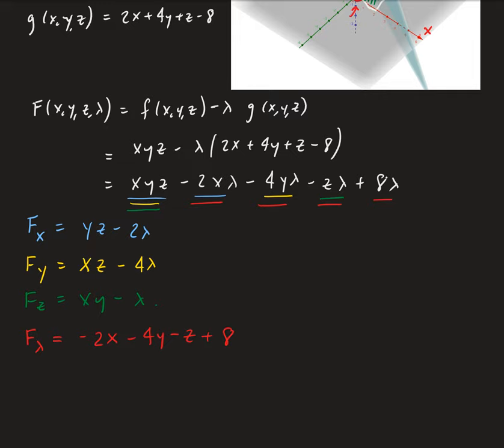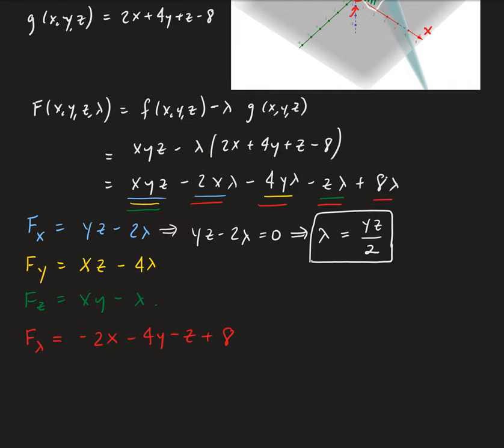From here we can go ahead and solve for our variables. Let's first solve for lambda using the partial of f with respect to x. We're going to set these equal to 0. So yz minus 2 lambda equals 0, which implies that lambda must be equal to yz over 2. We're going to go back to this later.